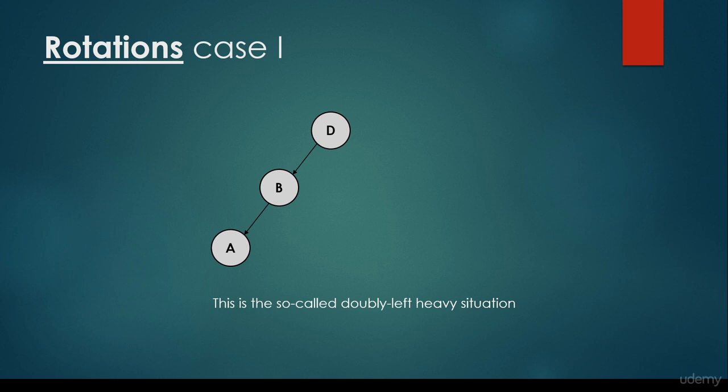We have the case 1. This is the so-called doubly left heavy situation where we have a root node and the root node has a left child and this left child has another left child. For example, the root node is the node D, then the node B and the node A. So we have to check the height parameters.